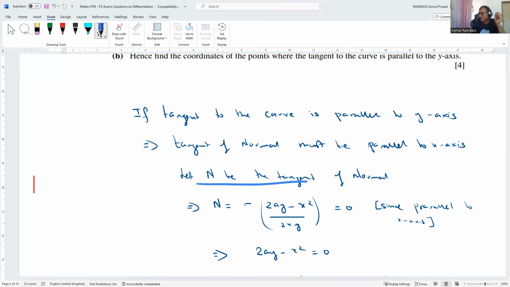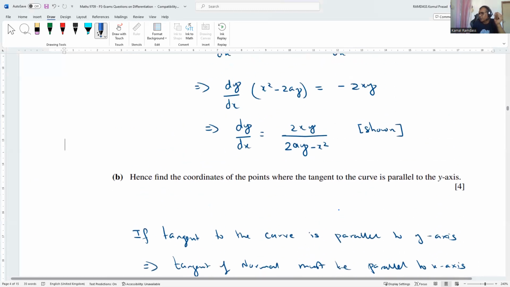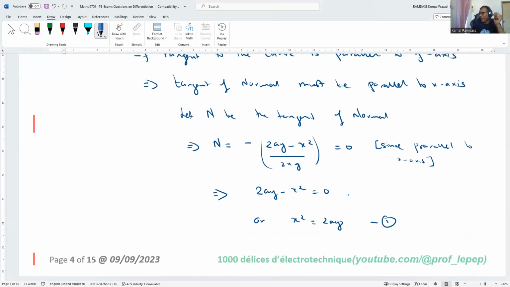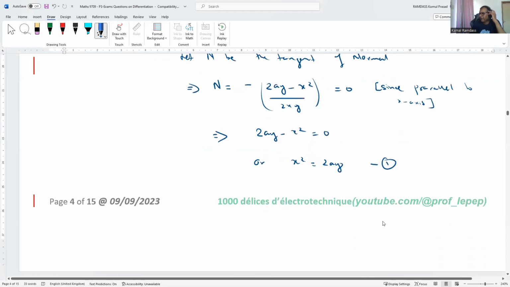Let n be the gradient of the normal. n is equal to minus 1 divided by dy by dx, ça veut dire, minus into 2ay minus x squared divided by xy. OK? Et ça, bien est égal à 0, since parallel to the x-axis. Donc 2ay minus x squared is equal to 0. Et finally, x squared is equal to 2ay, mon gain first equation.